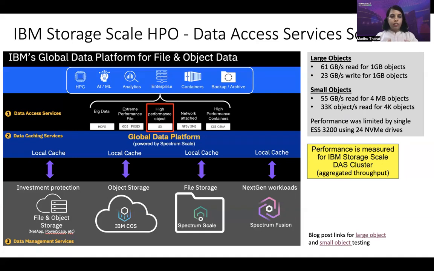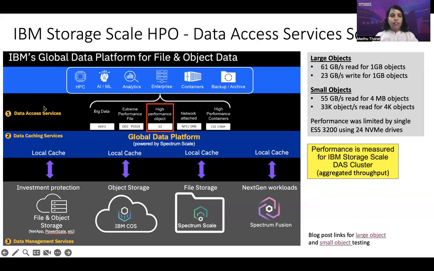With the data access services, which is the first layer, the high performance object storage support is provided with S3 access, which supports storing unstructured data as objects and provides high performance. This solution can be used along with other protocols like NFS, Samba, HDFS, CSI. This ensures that the same data can be accessed using multiple protocols. For example, the data may be written using NFS and it may be read using S3.